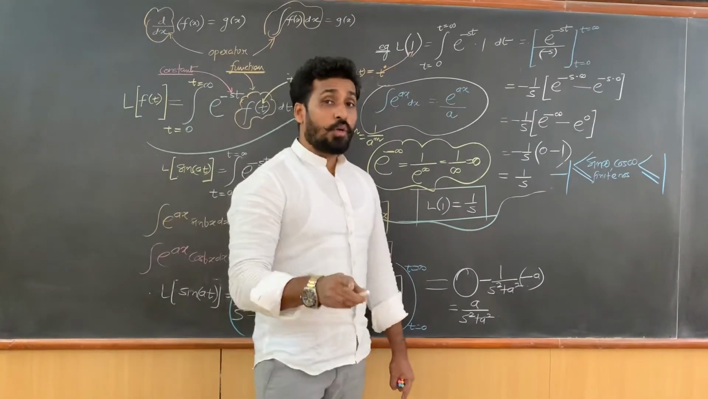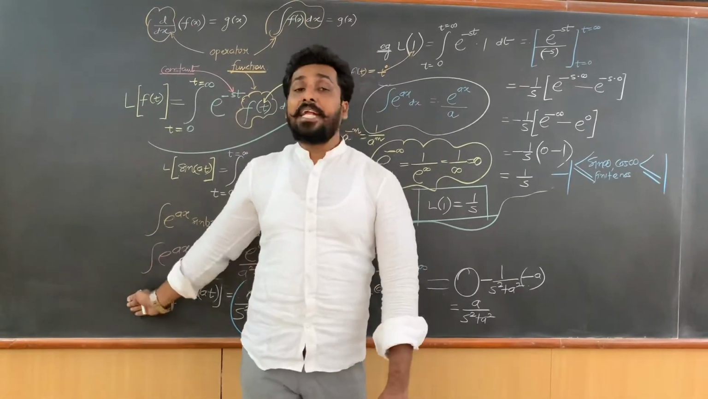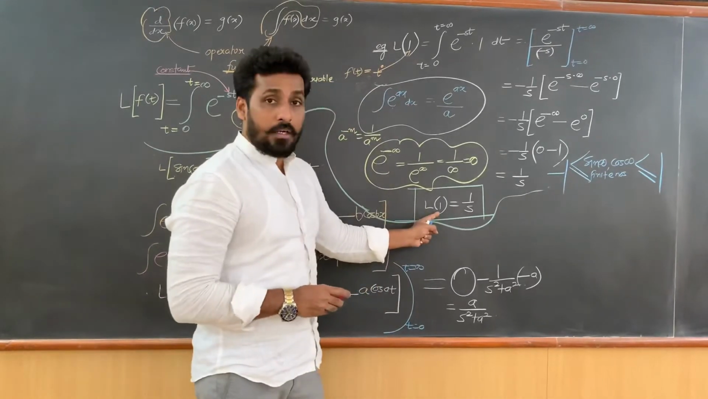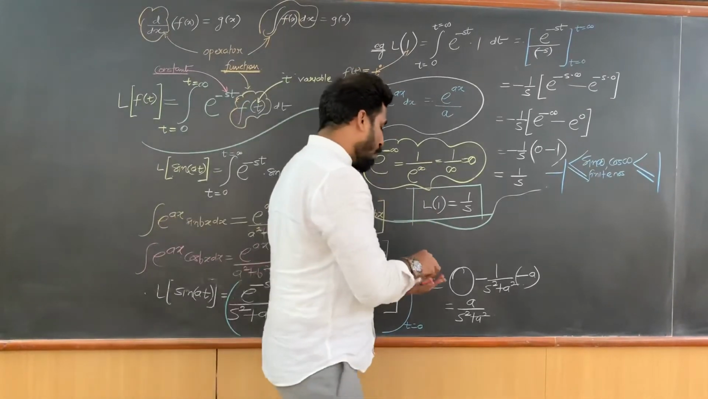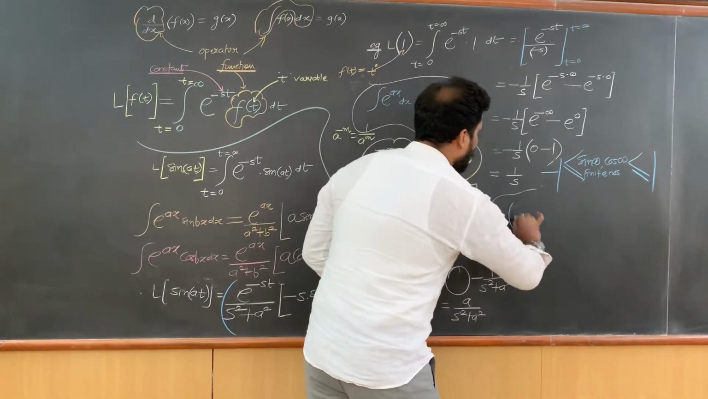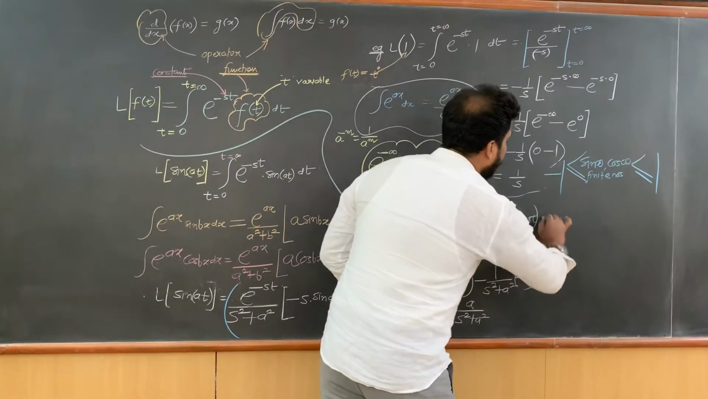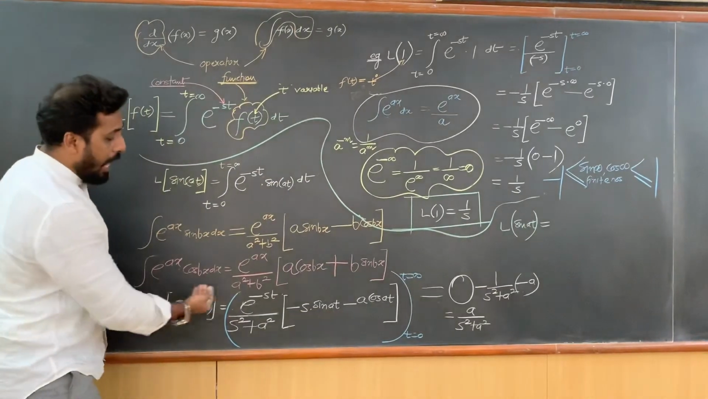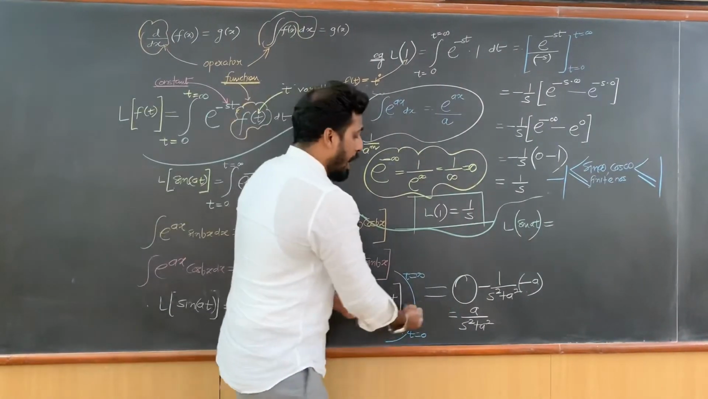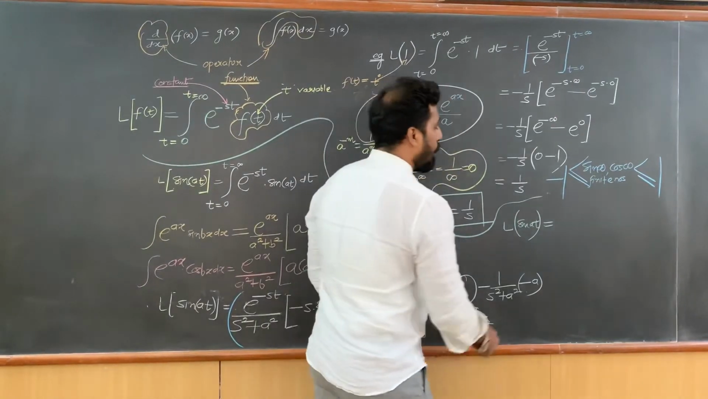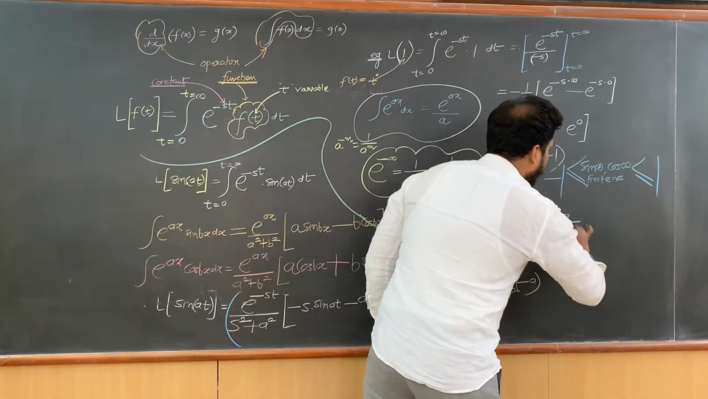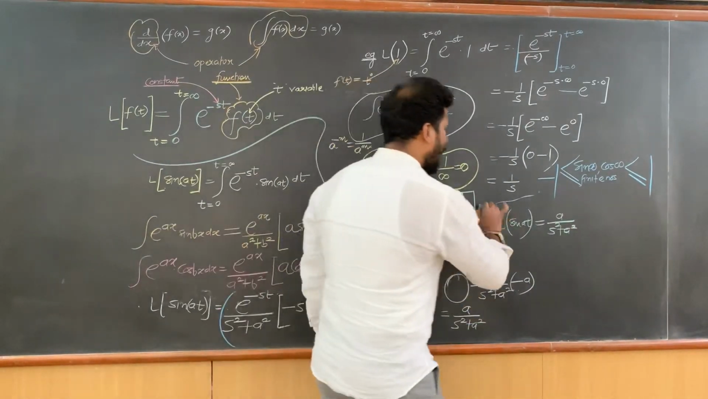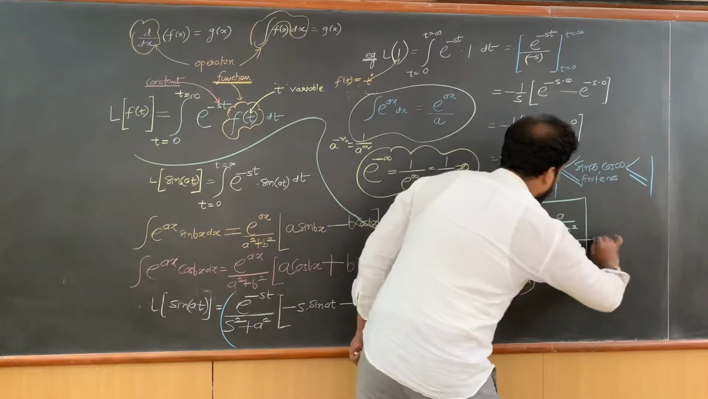So that's your next formula. Sine at is one of the standard functions. As I got the Laplace of 1 as 1 upon s, likewise I'm going to write Laplace of sine at. See the entire solution: I began, I solved the entire integral, and then the answer came a upon s square plus a square. Obviously, s is a constant, a is also a constant. So that's your formula for Laplace of sine at.